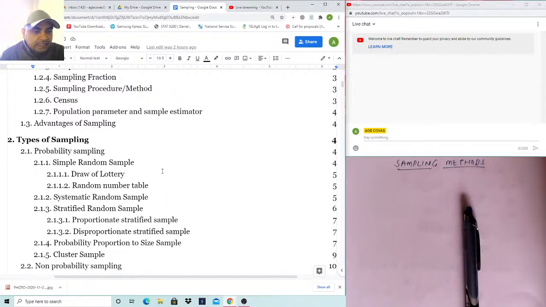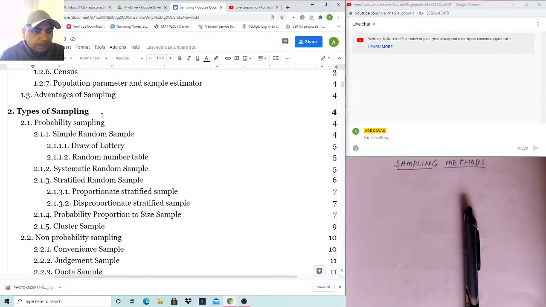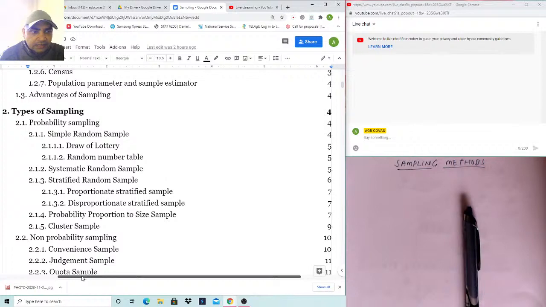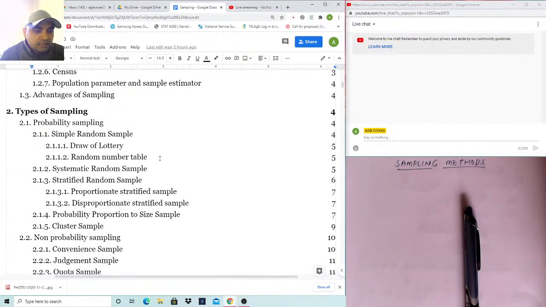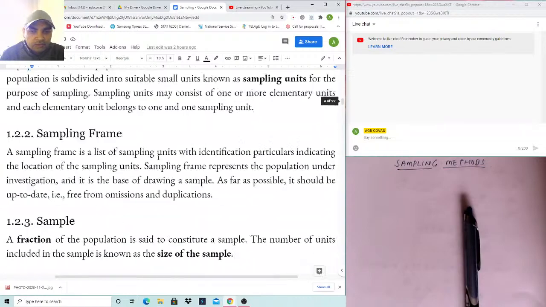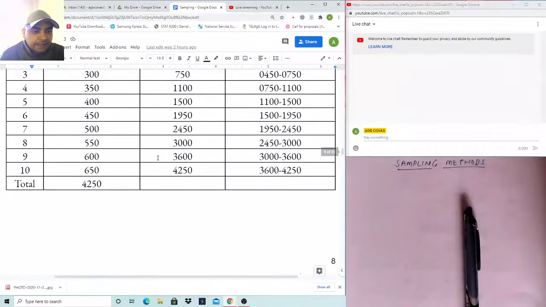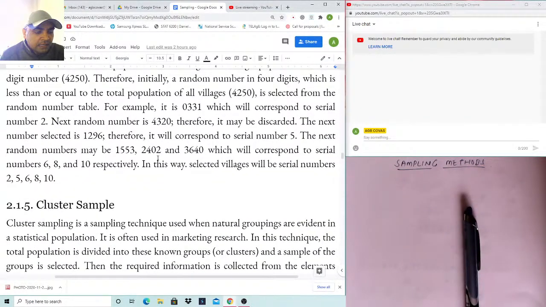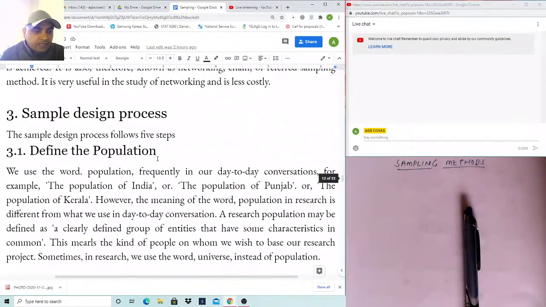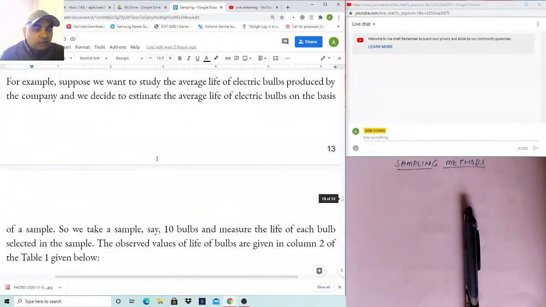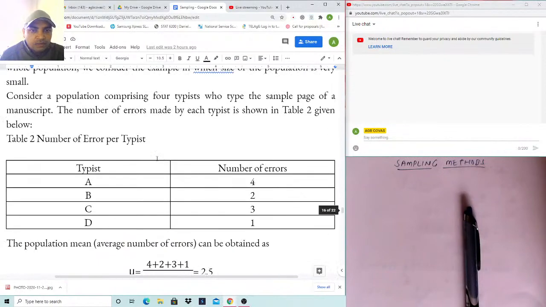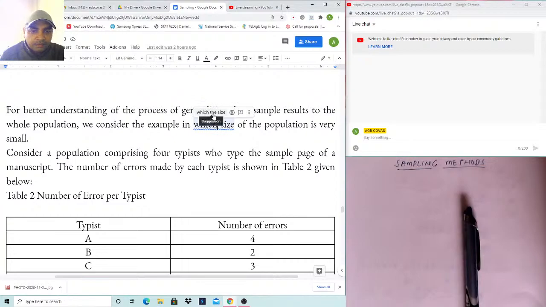Then, moving on to the next thing, we have studied the types of sampling. And in that we have studied probability sampling. Yesterday I was telling you that this random number table was not updated in last class, so I have now updated it. So I will be taking that up so that you will be able to appreciate how to do the selection of a sample using a random number table.